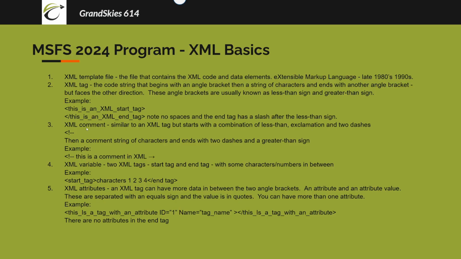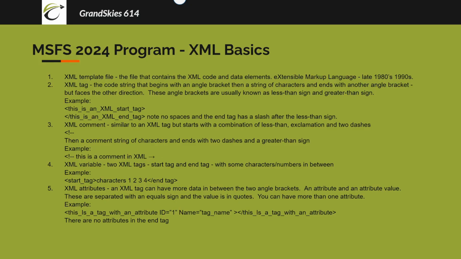An XML comment is similar to an XML tag, but it starts with a combination of the less than sign, an exclamation mark, and 2 dashes. So that's the start of a comment. Then you get the comment string of characters, so whatever you want to make a comment on, and then 2 dashes and a greater than sign at the end. An example of a comment is the angle bracket, exclamation, 2 dashes, the comment you want to make, and then 2 dashes and the greater than sign.